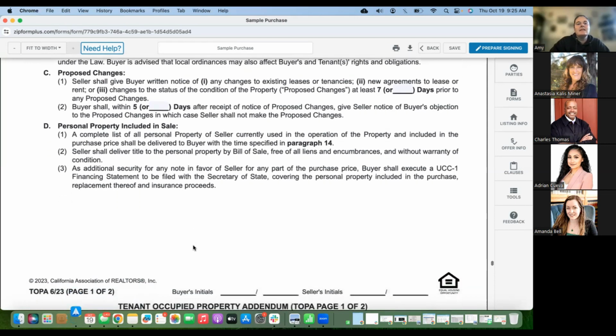All right, the next one is personal property included in the sale. A complete list of all personal property of seller currently used in the operation of the property and included in the purchase shall be delivered to buyer within the time specified in paragraph 14. Seller shall deliver title to the personal property by bill of sale, free of all liens and encumbrances, without warranty and condition, and as additional security for any note in favor of seller for any part of the purchase price, buyer shall execute a UCC-1 financing statement to be filed with the Secretary of State, covering the personal property included in the purchase, replacement thereof, and insurance proceeds.